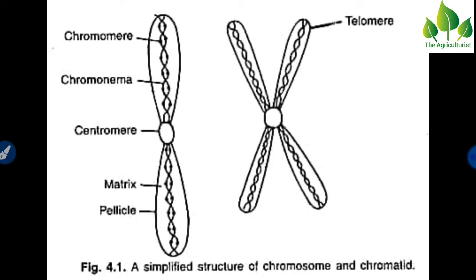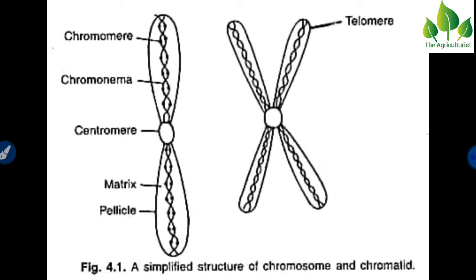So let's start. First we should know what chromosome is. The chromosome is a rod shaped, darkly stained body which is seen under a microscope when stained with a suitable dye. And the word chromosome is derived from the Greek words chroma, which means color, and soma, which means body.